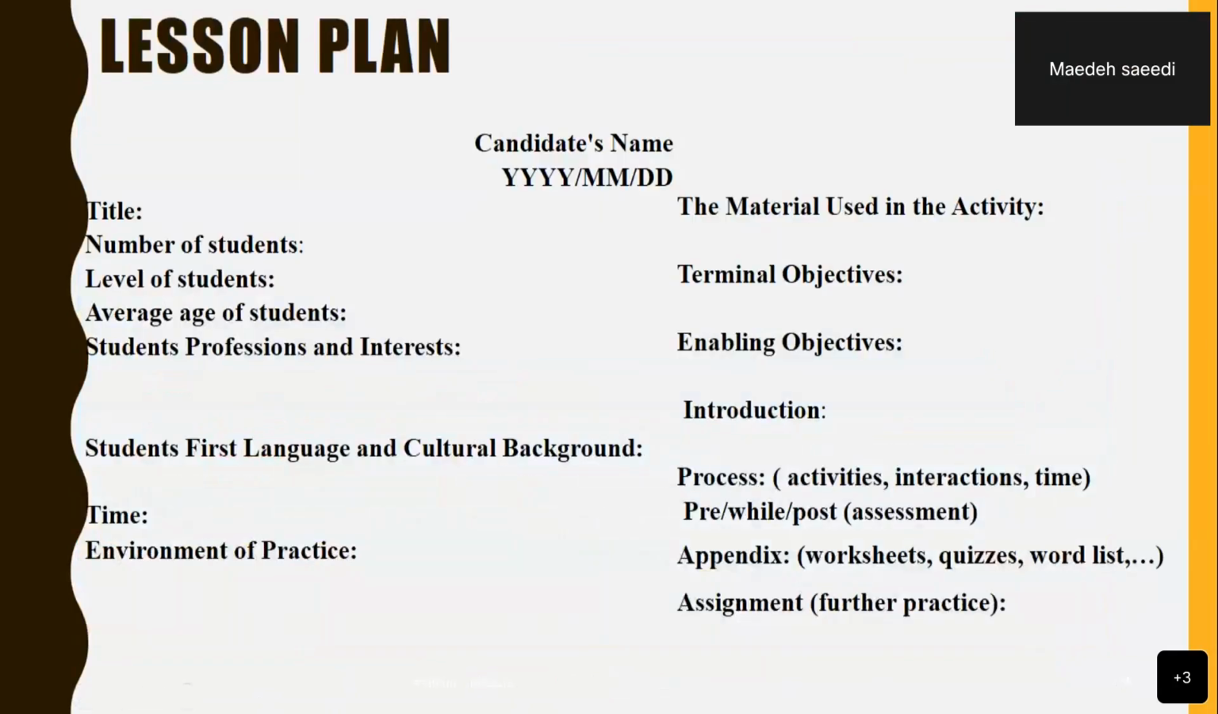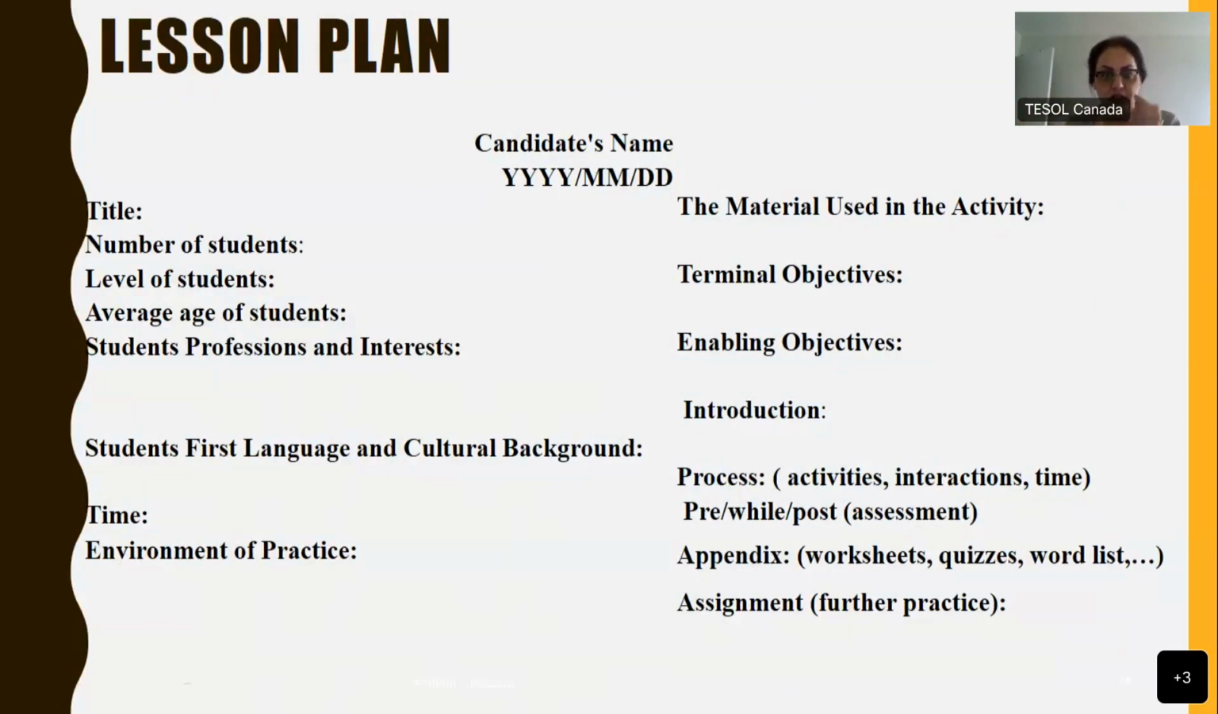So let's review the format of your lesson plan. You write your name here, the candidate's name, and the date of the assignment. You mentioned the date. Then the title. The title goes to the whole session. This session is about what? I mean, the lesson is around the title or topic. So what is the topic?